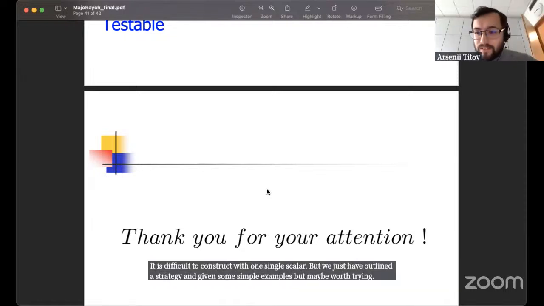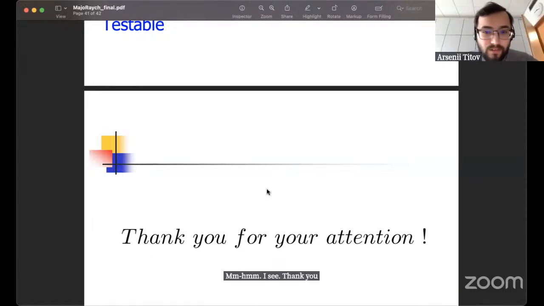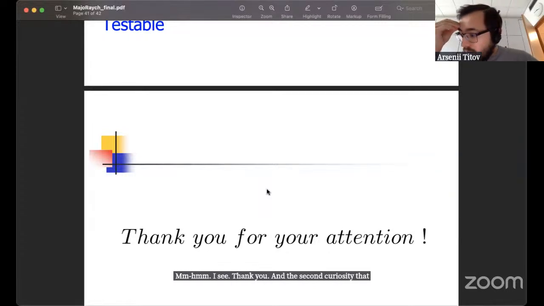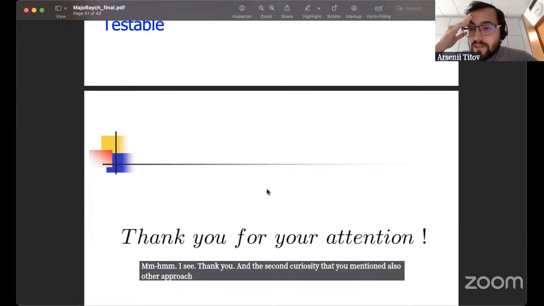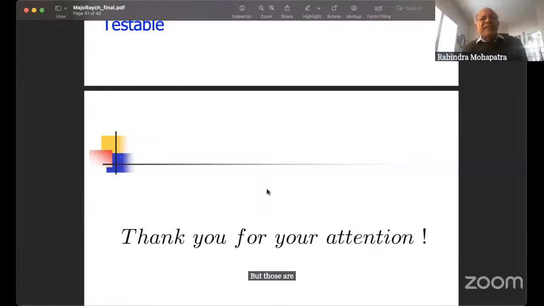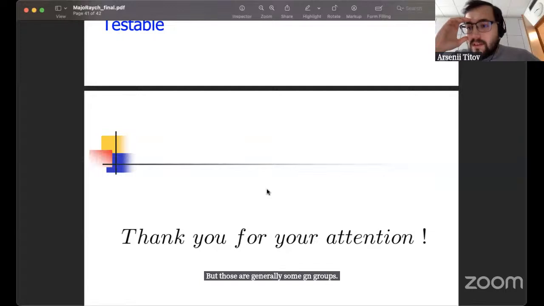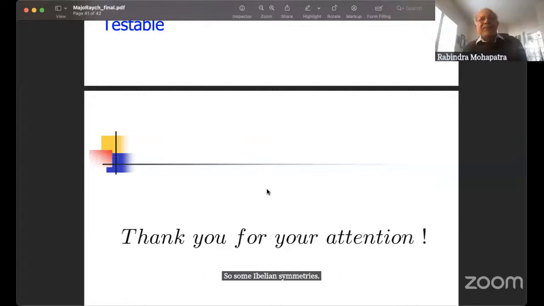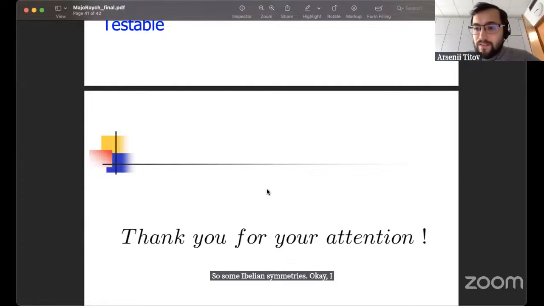I see, thank you. And the second curiosity: you mentioned also other approaches to solve this quality problem, and you mentioned something like discrete gauge symmetries. So which kind of groups are those? Those are generally some GN groups. So some abelian symmetries. No abelian symmetries, right? Okay, I see. Okay, thank you very much.